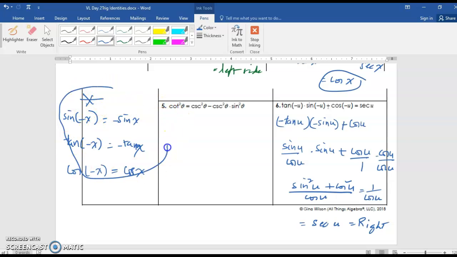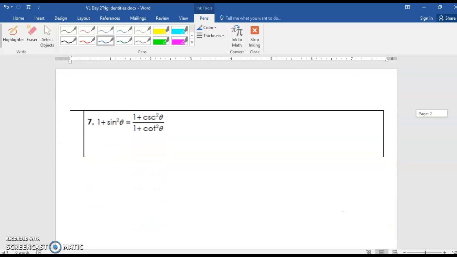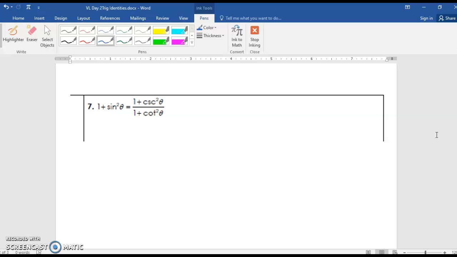Okay, all of this. Okay, so let's go down. Let's do a little more. So 7th problem. We'll take the right side first. It looks more complicated than the left side. So we'll take the right side.